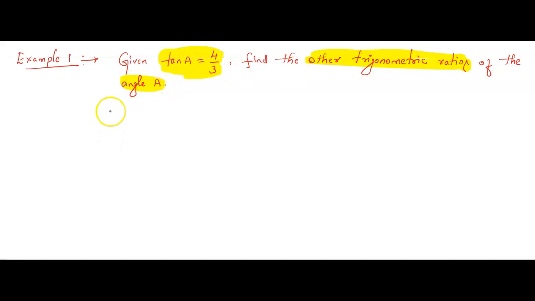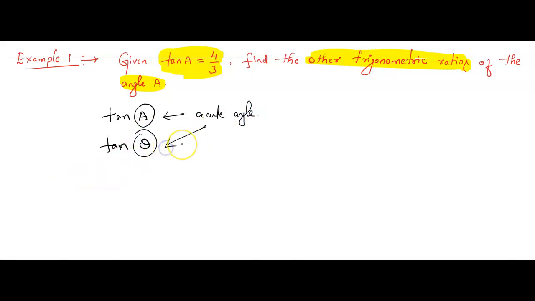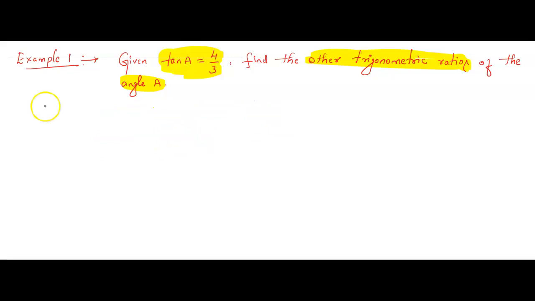See children, whenever they have written tan A or tan theta, what does it mean? This A is nothing but the name of the acute angle. If theta is given, that is also the name of the acute angle. Now I will show you how to solve this problem in the easiest way.